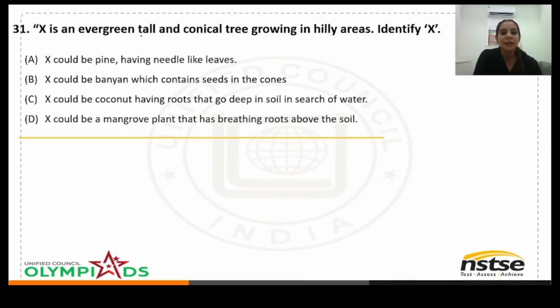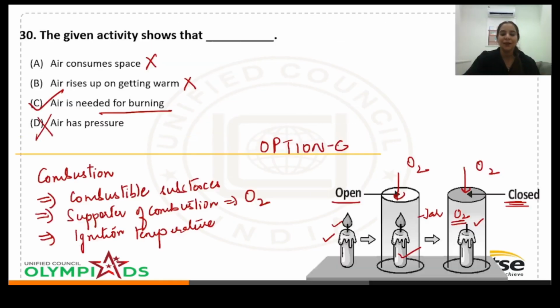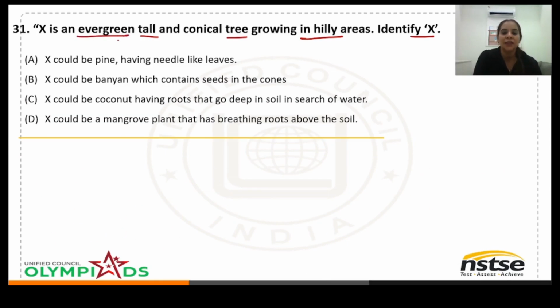Next question. X is an evergreen, tall, conical tree growing in hilly areas. Identify X. So here this question says that we have a tree which is evergreen. Evergreen means it remains green. Conical, that means it has got some cone-like shape. It grows in hilly areas. So you have many clues: evergreen, conical, and growing in hilly areas. We need to identify that.